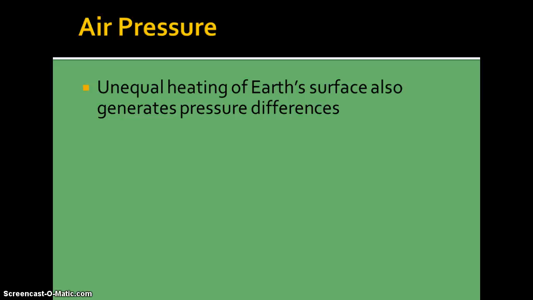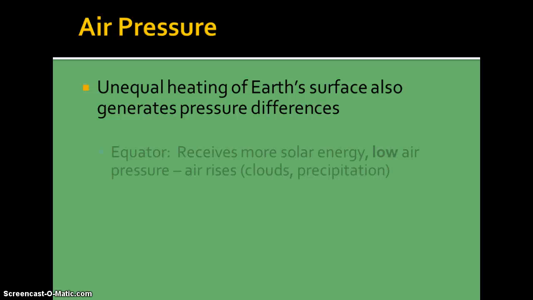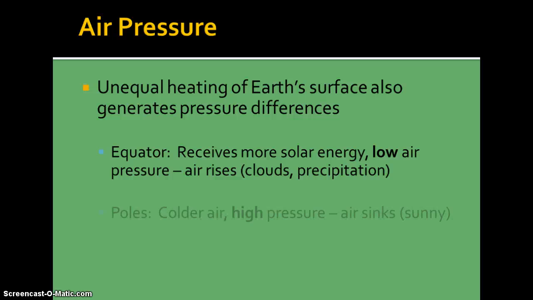Now, in addition to wind patterns being created because of the unequal heating of the Earth, we're also seeing pressure differences. At the equator, we have more solar energy, that warmer air rises, and what results is low air pressure. As the air rises, it carries any moisture that it has with it, and it's going to create clouds as it cools up in the atmosphere.